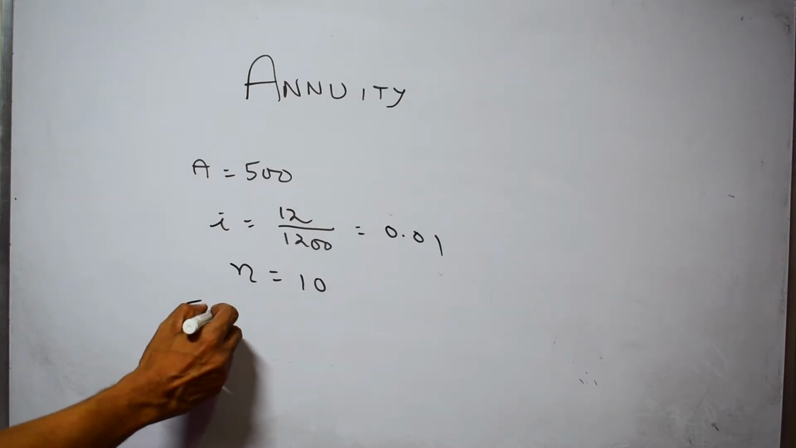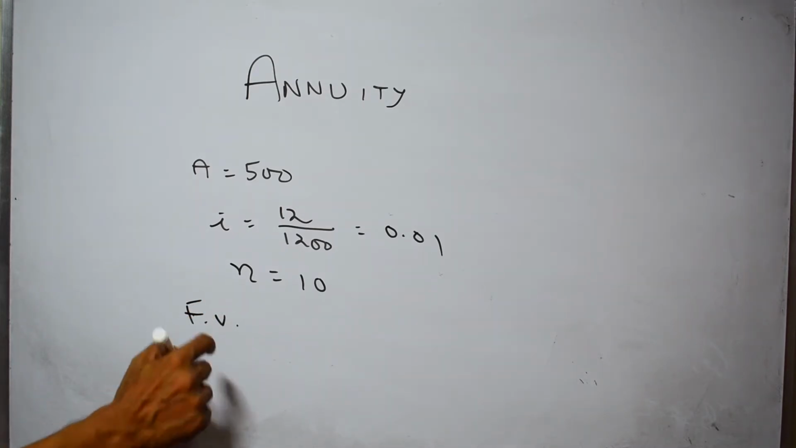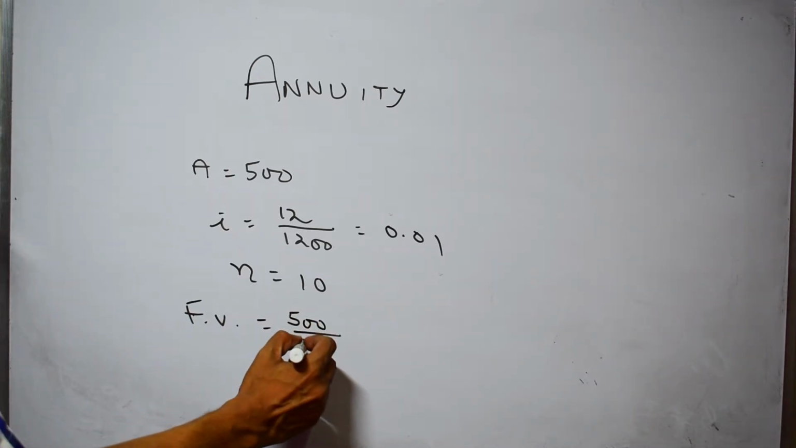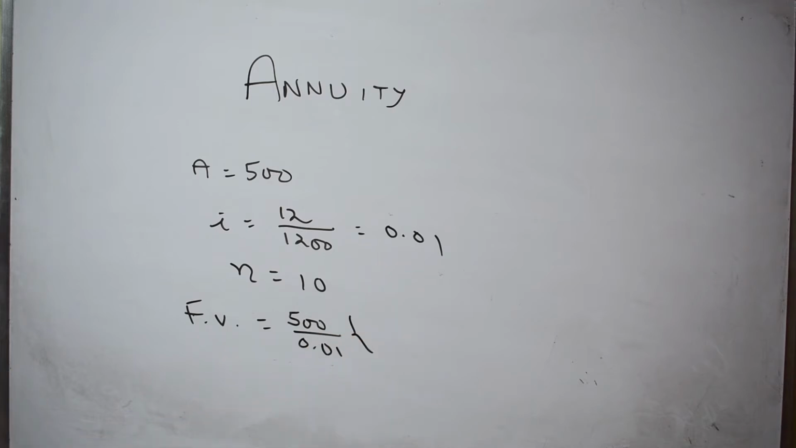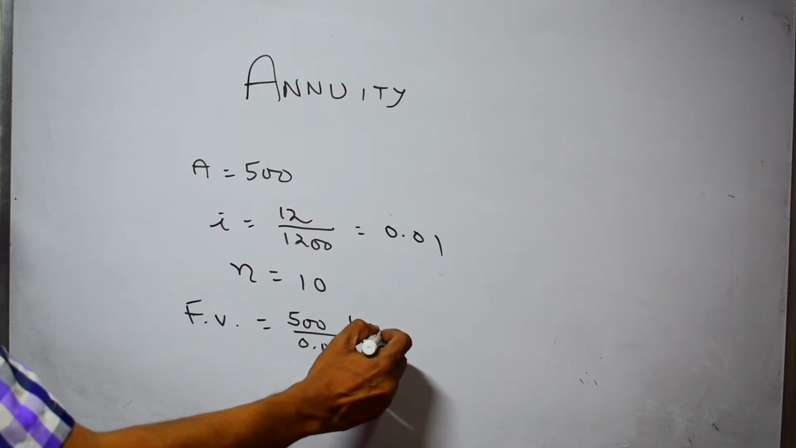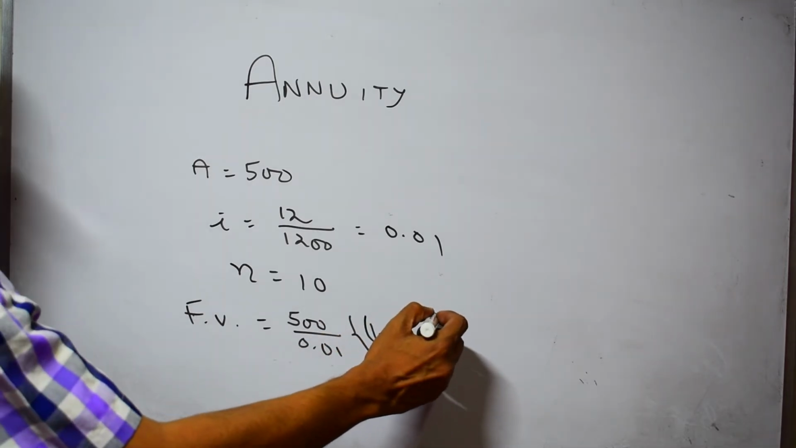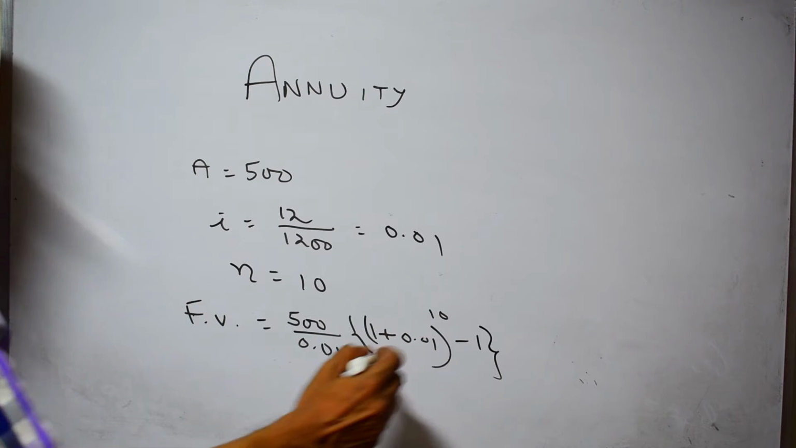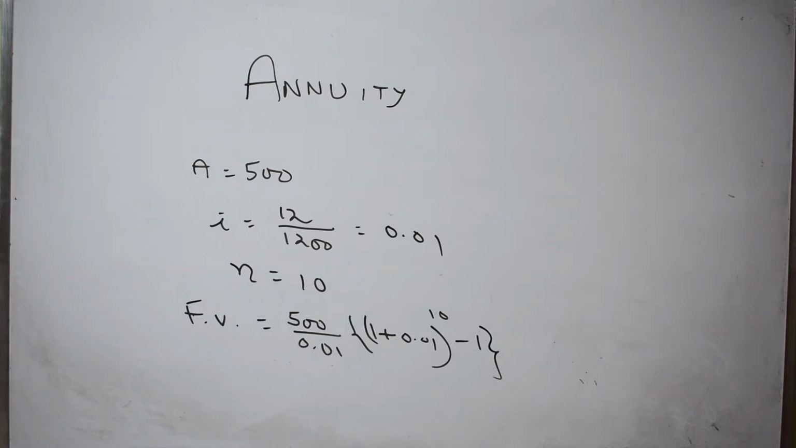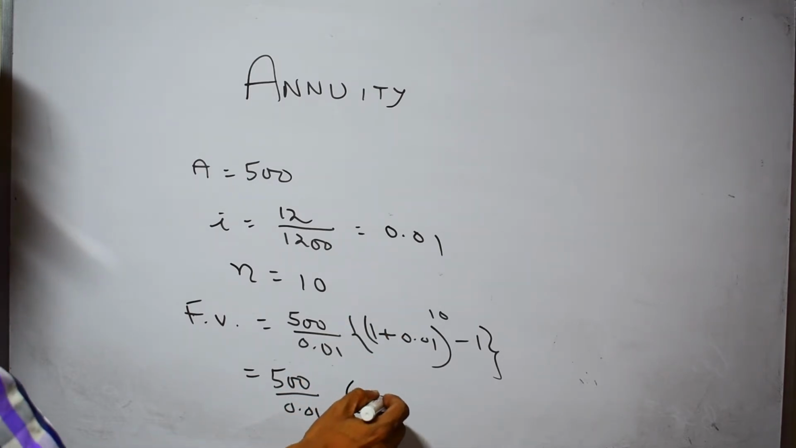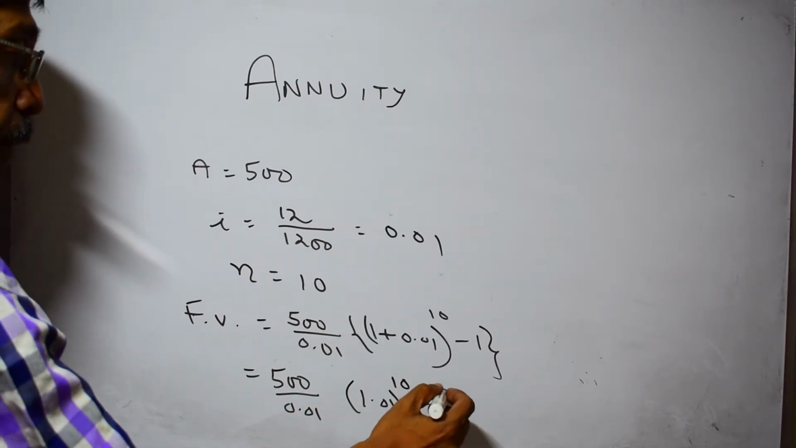Therefore the total future value FV, in short, will be A by I, that is 500 by 0.01, into (1 plus 0.01, that is 1 plus I) whole to the power 10, that is n, minus 1. So this is the formula, and now we will calculate this result. We are getting 500 by 0.01 into (1.01 to the power 10 minus 1).